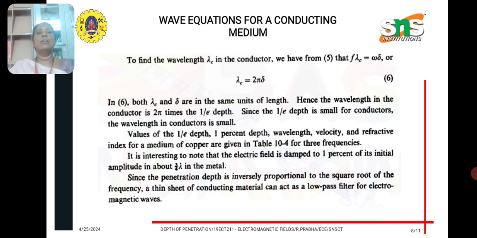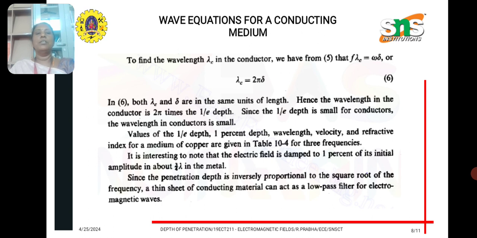And finally, we can write the wavelength lambda c in the conductor as 2 pi delta, since f lambda c is equal to omega delta. So here lambda c and delta are in the same units of length. Hence the wavelength in the conductor is 2 pi times the 1 by e depth, and the values of 1 by e depth, 1% depth, wavelength, velocity and refractive index for a medium of copper are given for 3 frequencies. It is interesting to note that the electric field is damped to 1% of its initial amplitude in about 3 by 4th lambda in the metal.